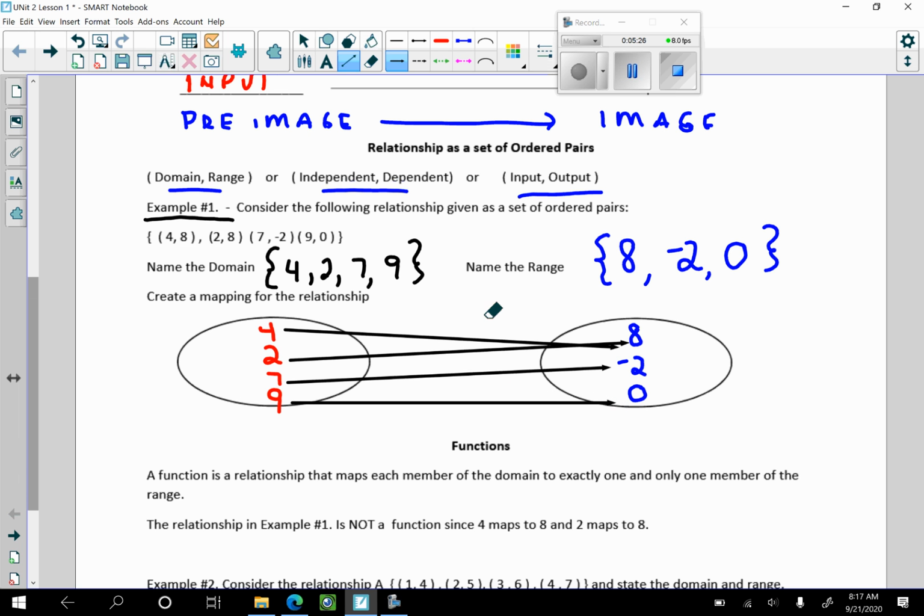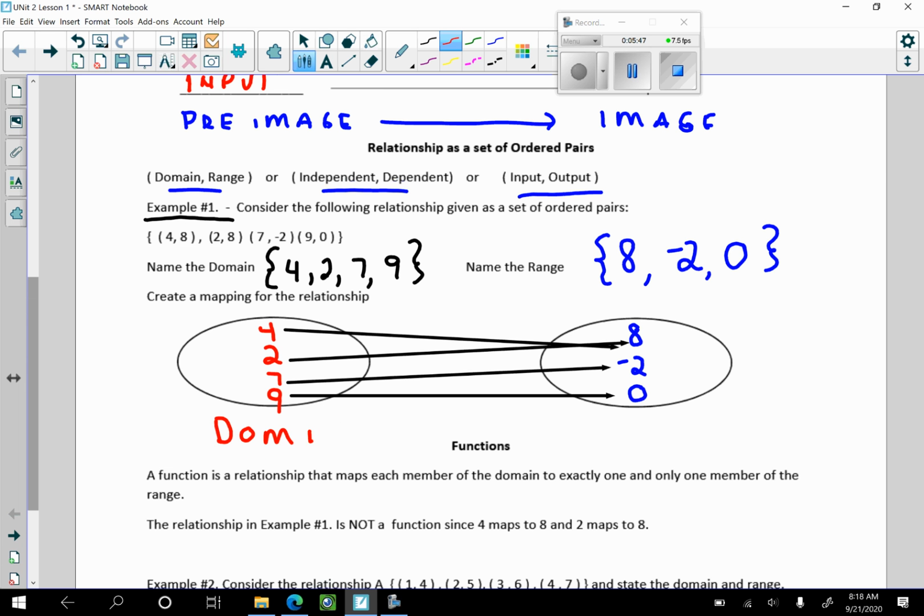You will be asked to do a mapping on the assignment. Mappings are very easy to do. You have one-way arrows that map from the domain to the range. The domain always maps to the range.